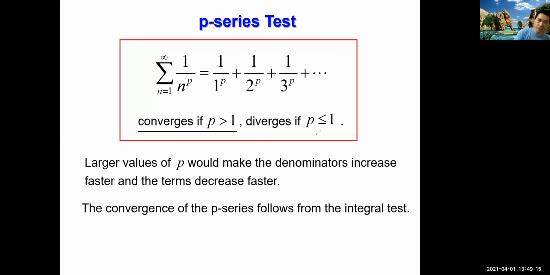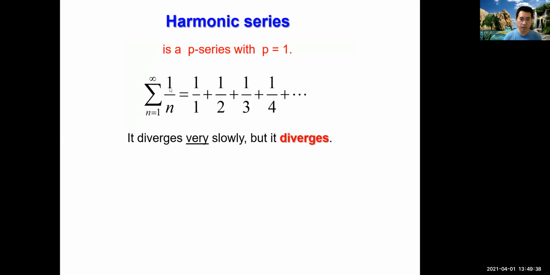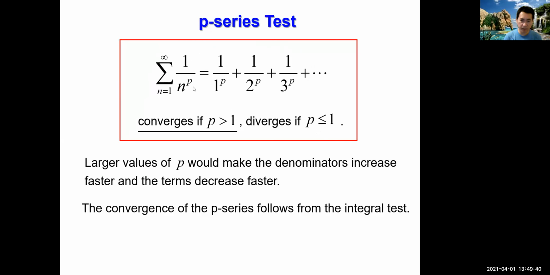This is 9.3 part 2. So 9.3 continues. Again, this is the P series test. You're going to have a series of the form 1 over n to the p power. Depending on whether p is bigger than 1 or less than 1, we can determine whether the series converges or diverges. There's a special case.